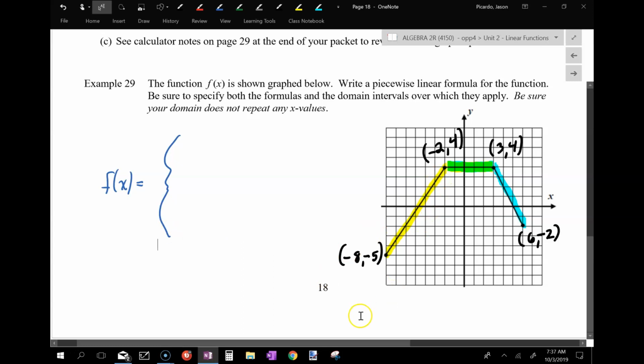Okay, so if you look at the yellow piece, does everybody agree that the yellow piece goes from -8 to -2? Okay, so the first domain restriction is going to start at -8 and go to -2. Guys, I'm going to put inequality signs in here in a minute. Then I go from -2 to what? 3. Okay, so then I go from -2 to 3. All right, and then I go from 3 to 6. All right, and again, these are domains, right? So we're creating the where.